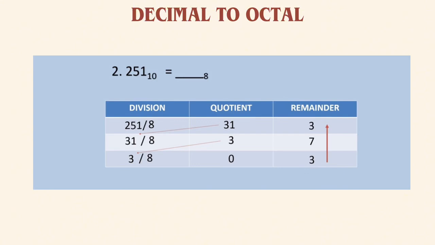Next is 3 divided by 8. You can't divide 3 to 8, that's why your quotient will be 0, then copy 3 for your remainder. You stop if your quotient is 0.